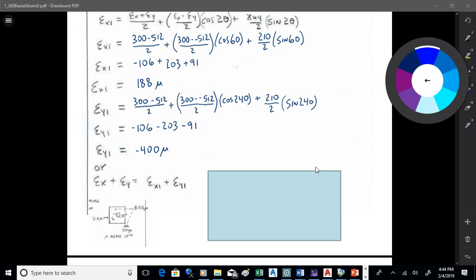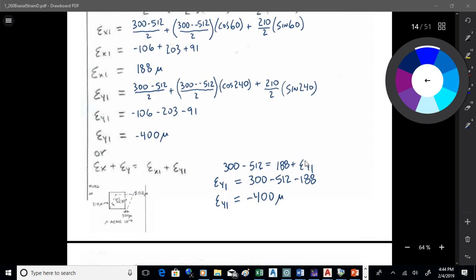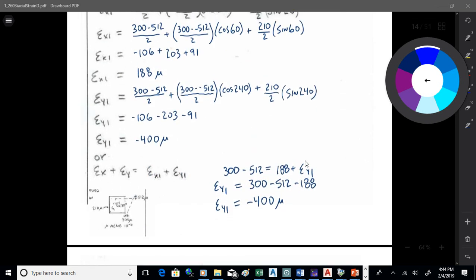Now, just like there's a shortcut formula for the stress in biaxial, there's a shortcut formula for the strain. It's right there at the bottom. I can go ahead and plug into that. Epsilon x plus epsilon y, which is 300 minus 512, equals epsilon x1, 188, plus epsilon y1. I can solve for epsilon y1, it's negative 400. Just a shortcut formula.